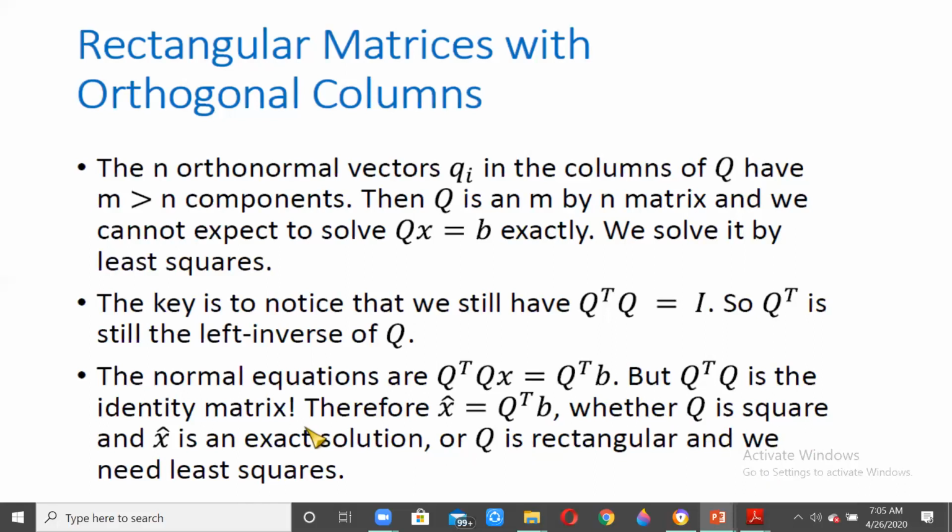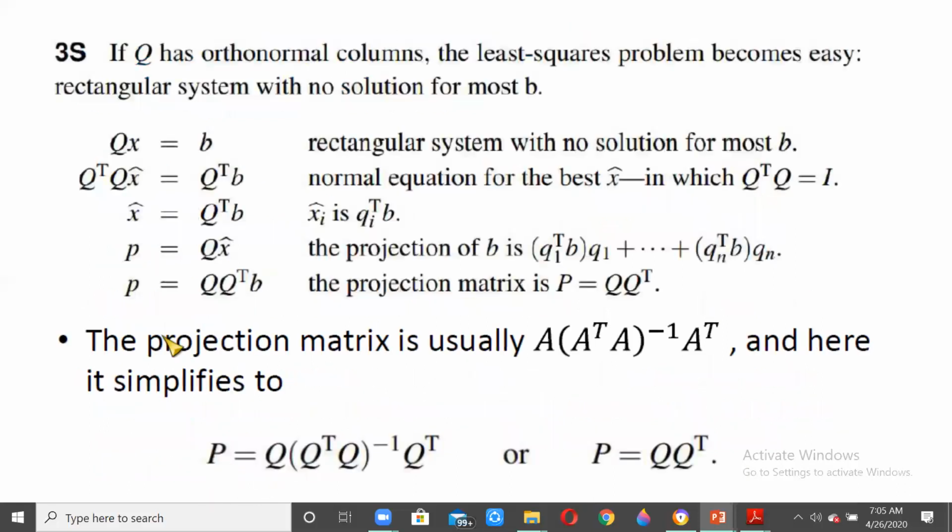Whenever Q is square, we see that x hat is an exact solution, and whenever Q is rectangular, we have to solve it by the least squares method. So if Q has orthonormal columns, the least squares problem becomes easy. Qx equal to b is a rectangular system with no solution for most b.